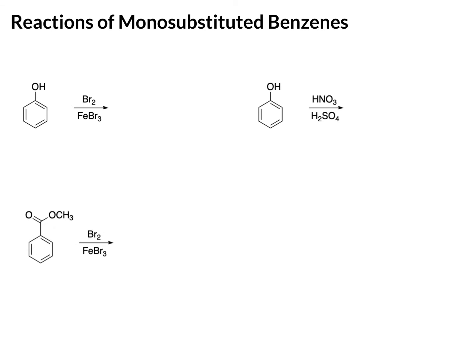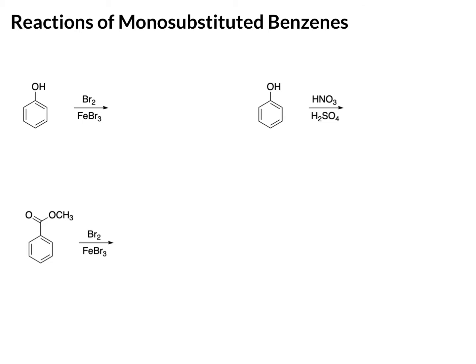Now let's use our knowledge to do some example reactions of monosubstituted benzenes. So what you want to do is figure out if the group is an activating or a deactivating group and an ortho-para director or meta director. From there, you want to draw the products of the reaction. All right, we'll start with phenol.